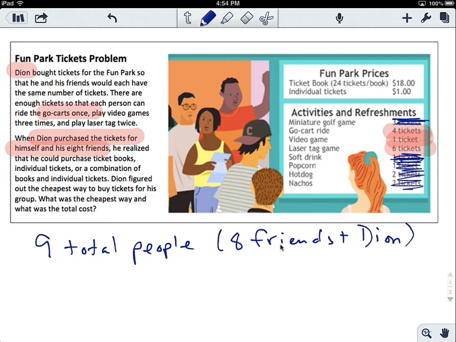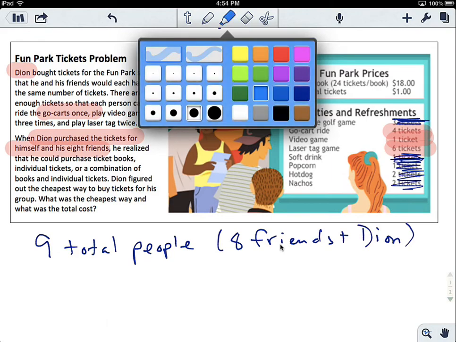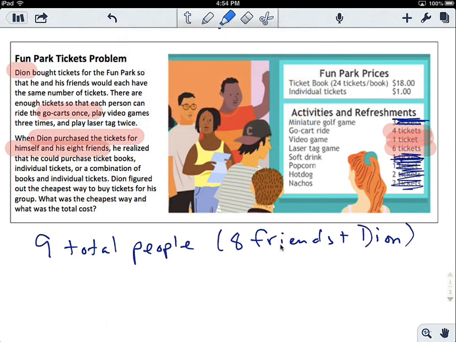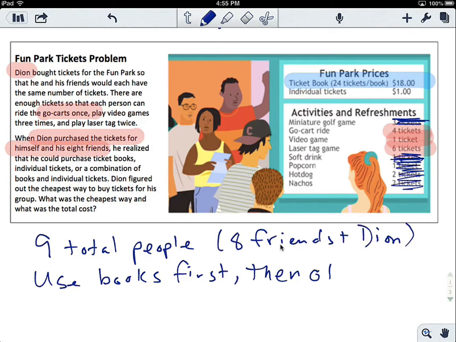One of the last things I want to throw in here is that I've noticed that no matter what, it's always going to be cheaper to buy tickets using a book first, and then buy individual tickets to make up the difference. I don't know if we'll be able to buy books for everything. We should probably buy as many books as we can. What I'm seeing is that I have an individual ticket for $1, but if I buy a book which has 24 tickets, it's $18. If I were to buy 24 tickets individually, that would be $24. So it's definitely cheaper to buy ticket books if I can.